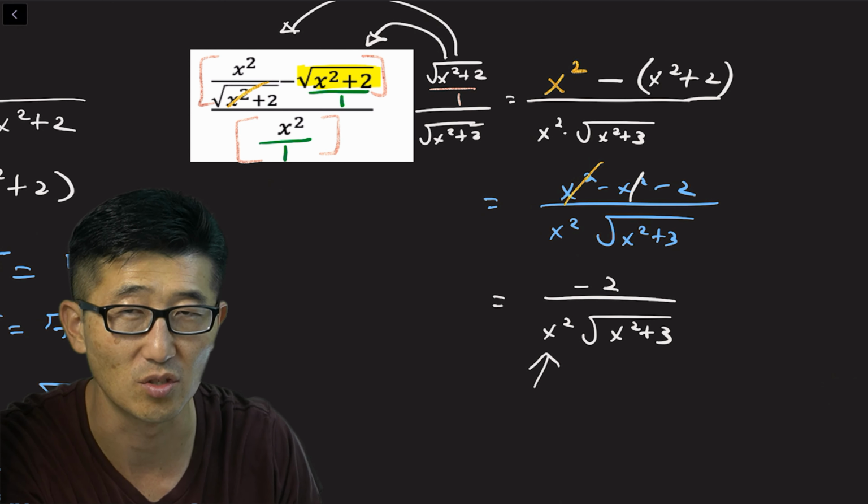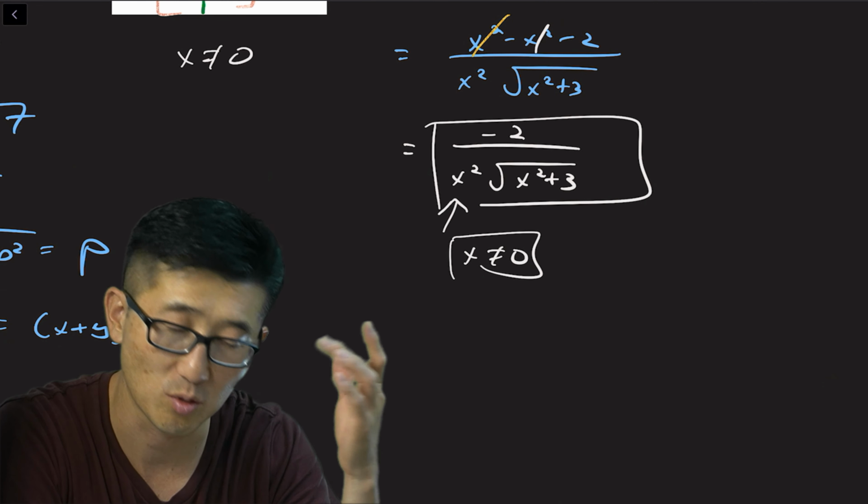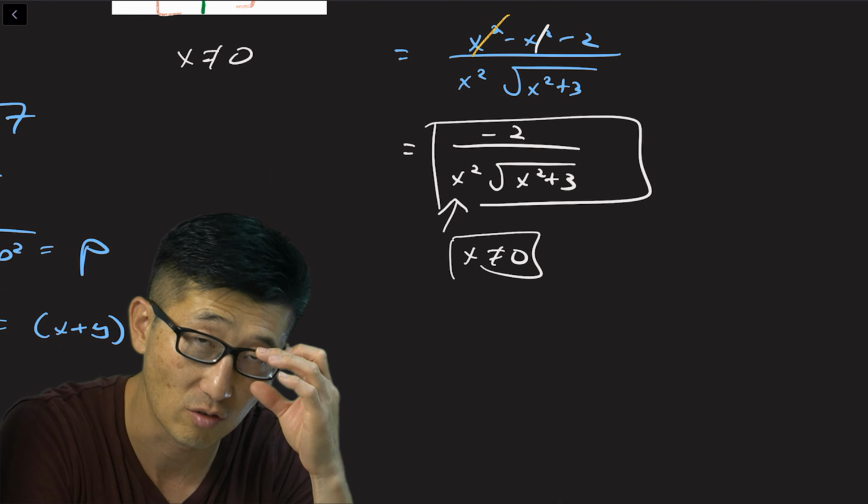X cannot equal 0. But again, I think your teacher will say, for these types of problems, you don't need to write the excluded value, which is fine. So make sure you just read the instructions carefully for your exams.